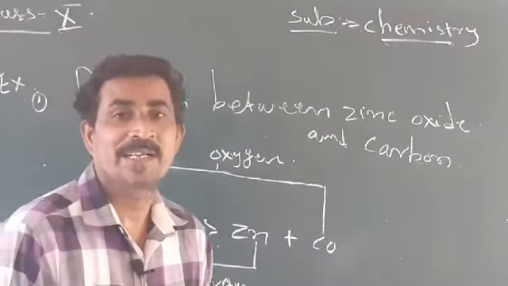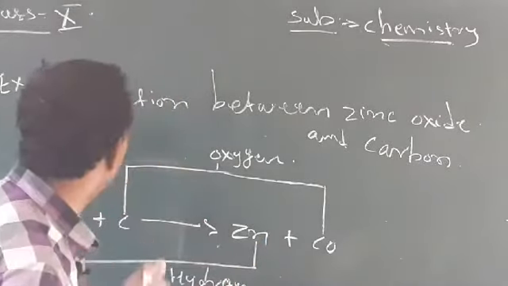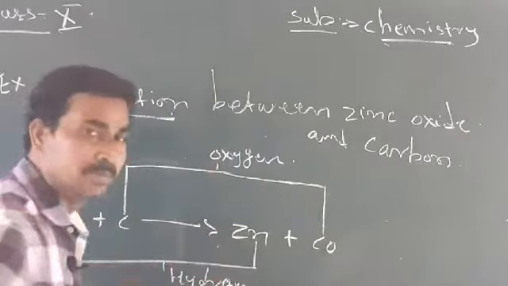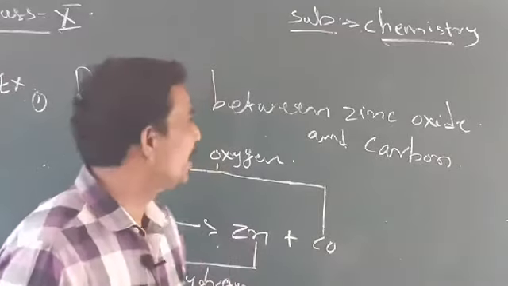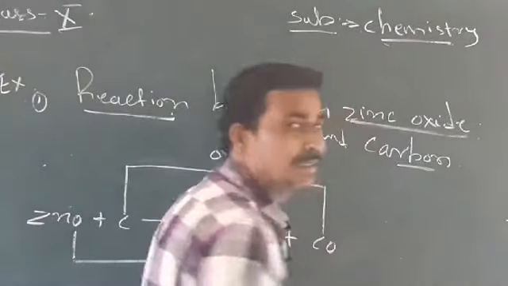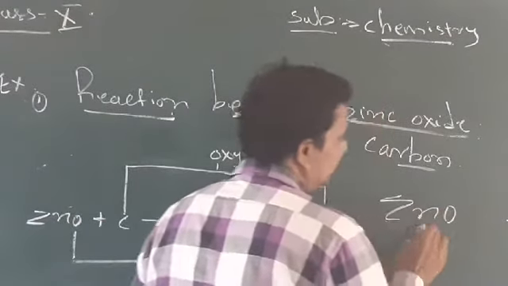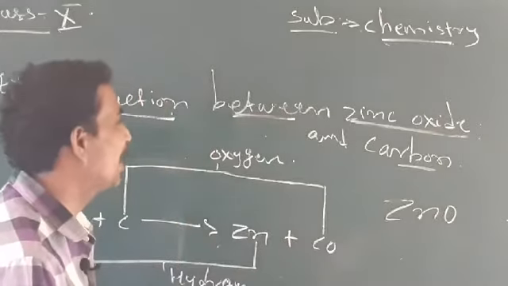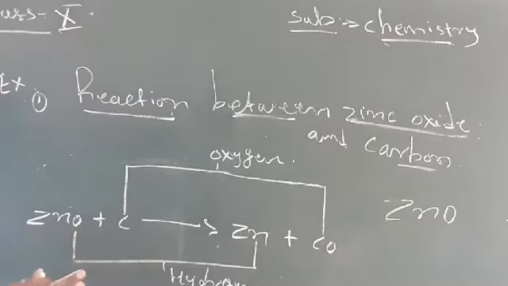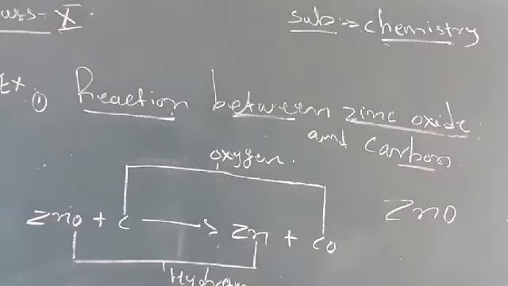Okay, this is one type of redox reaction, and I will give one example of how it goes on. The reaction between zinc oxide and carbon. What is the formula of zinc oxide? ZnO, that is zinc oxide, and carbon you all know. When carbon and zinc oxide react, how is this considered a redox reaction? That is one example we will see.